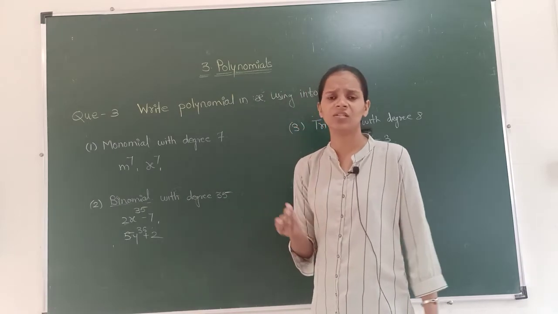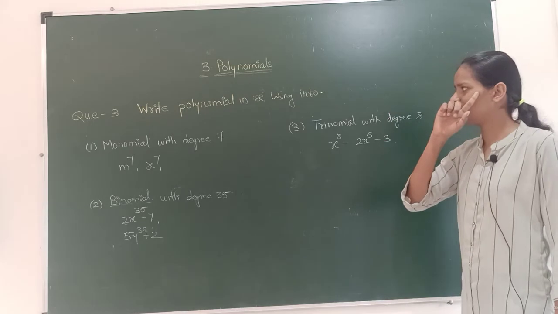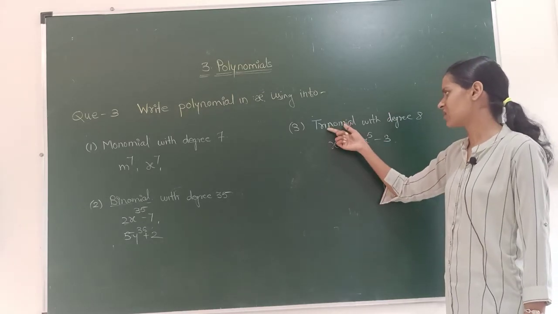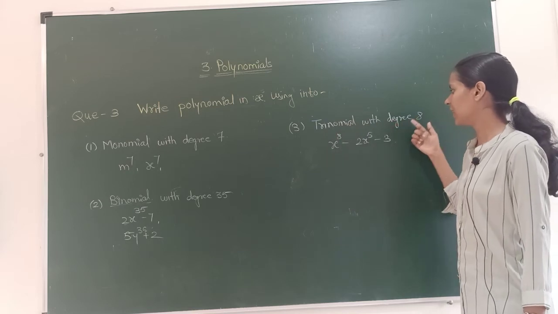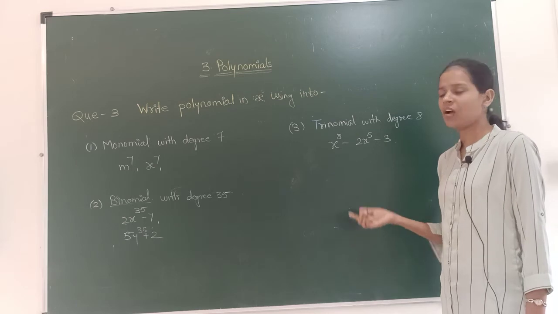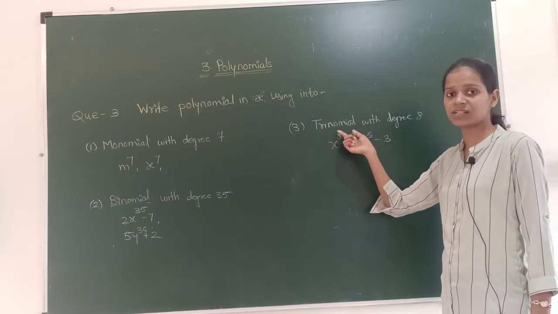You can write numerous answers for this. They have asked just one: write a polynomial in x using the given information. A trinomial with the degree 8. So we can write x raised to 8 minus 2x raised to 5 minus 3. Three terms are there, so it is a trinomial, and the degree must be 8. So yes, the degree is 8.